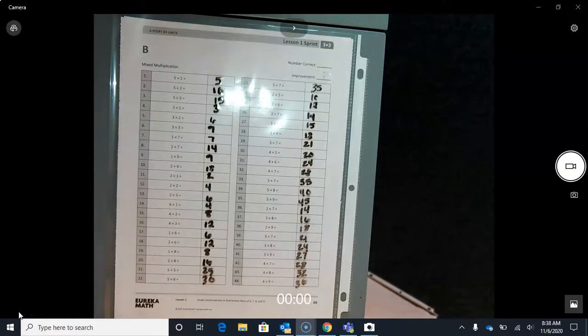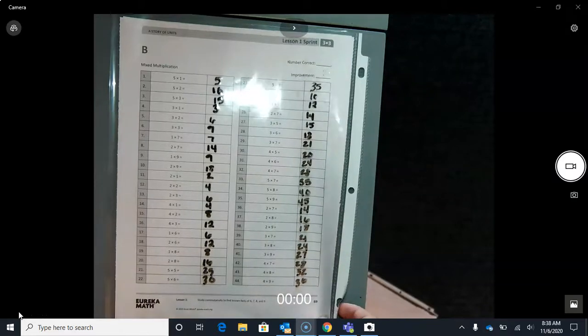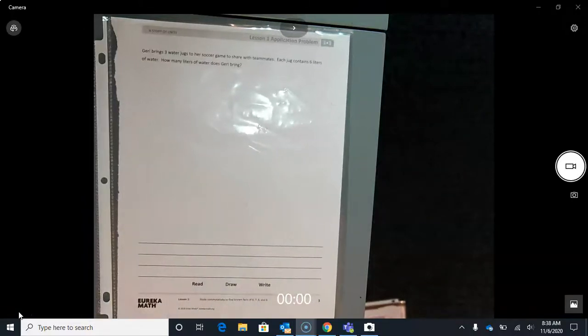We'll be doing more sprints to come, but our goal is always to see how many more we can get right when we do it for the second time so we can see how our brain has grown. Excellent job. I'm so proud of you guys. Okay, now it is time for you to take out your Learn Notebook and open up to page 3. We are going to do our application problem first thing.